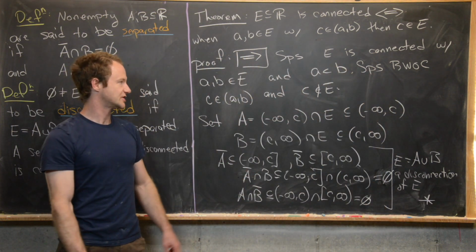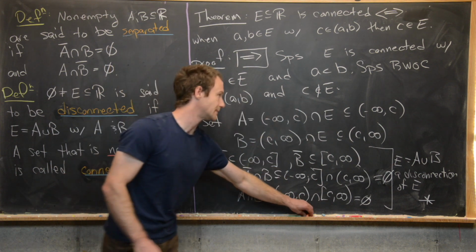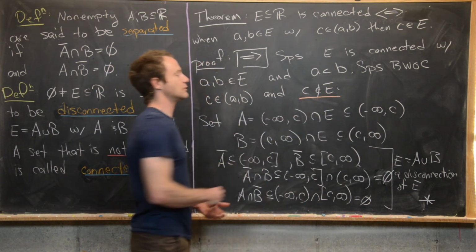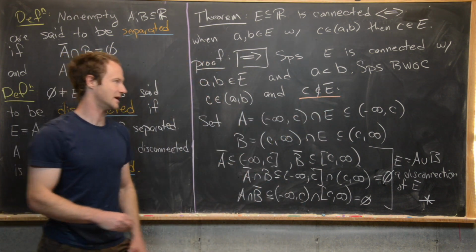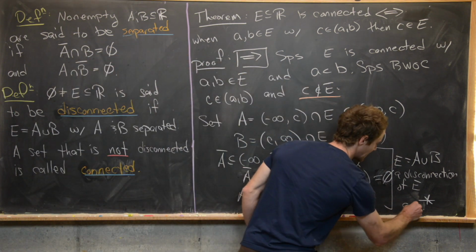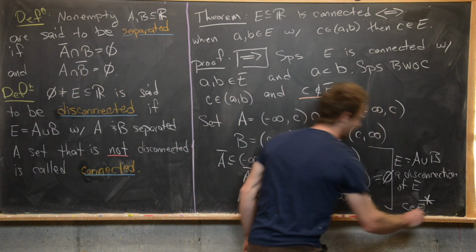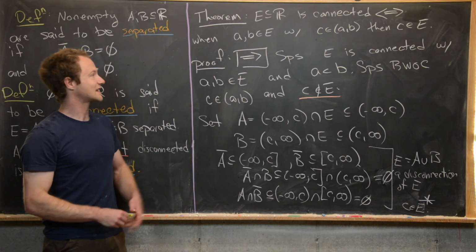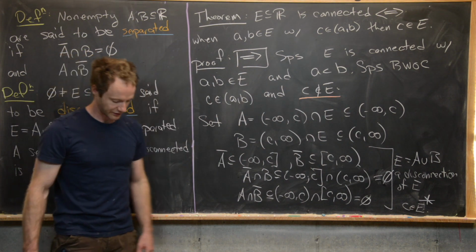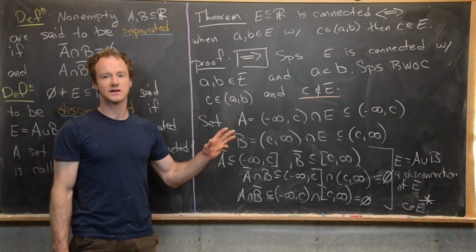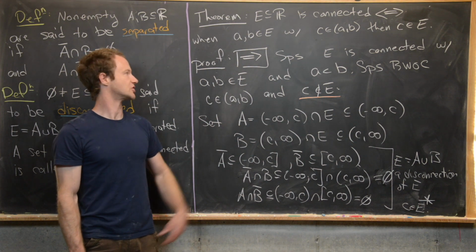And what did it contradict? It contradicted this assumption up here that C was not an element of E. So we've ended up down here with C is an element of E, which is exactly what we wanted to do for this forward direction. Okay, so I'll go ahead and clean this up and we'll look at the reverse direction.